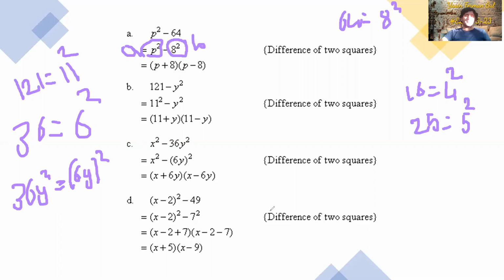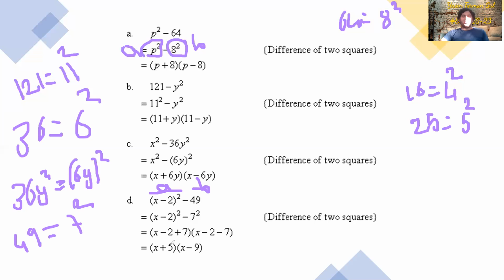Okay. This looks a bit different from all the previous questions we have done, but we can do it. It's not a problem at all. x squared, x minus 2 squared, right? We just leave it as is because this is going to be my, I'm going to call it A, and then B will be this. Then I'm going to apply the rule A squared minus B squared. Since B is 49, then 49 is what? 7 to the power of 2.